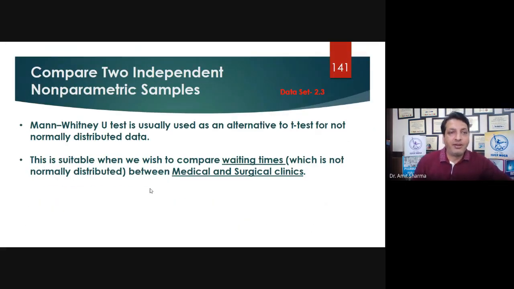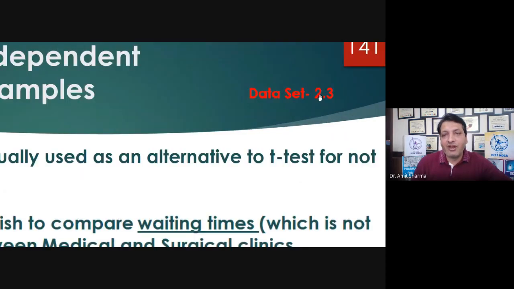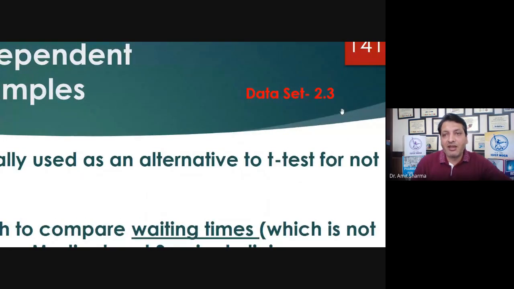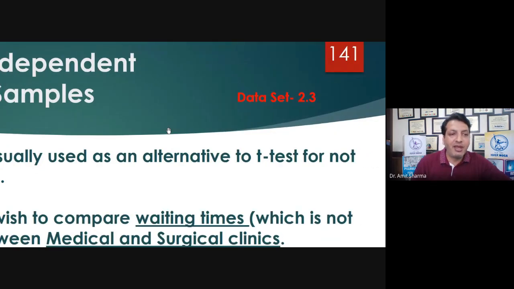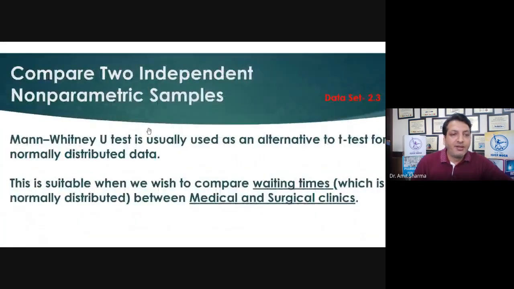The Mann-Whitney U test is also called the independent two-sample non-parametric test. For this test, I'm going to use dataset 2.3. If any viewer wants to practice, they can send a request for dataset 2.3 and I will send it by mail. So how to do it?